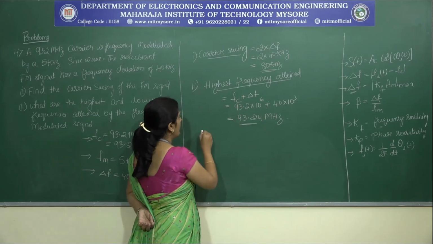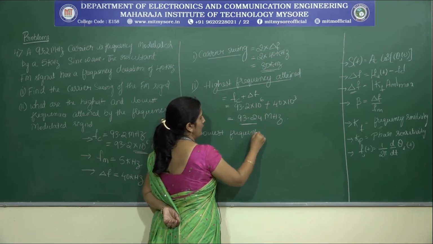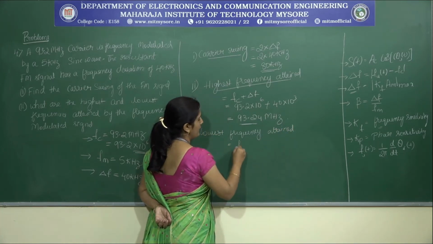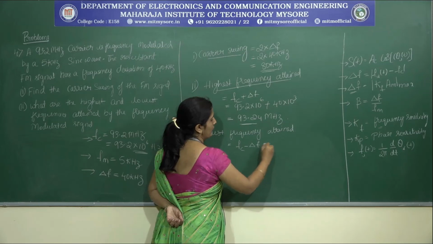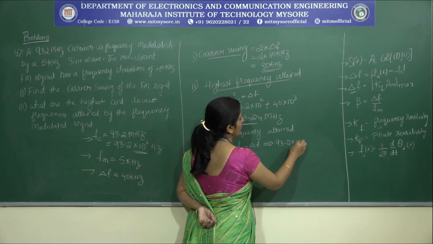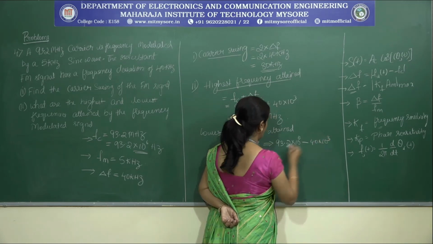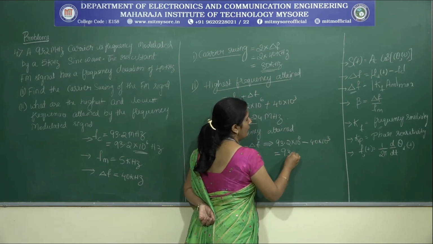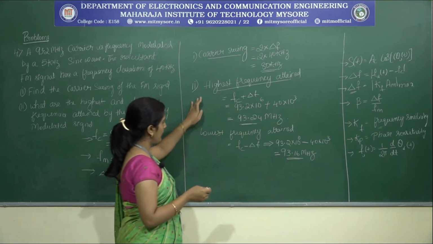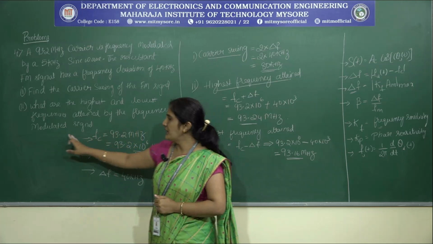So this is for what? Highest frequency attained. Now we also have to find out what? Lowest frequency attained. The formula for this is Fc minus delta F. So here Fc is nothing but 93.2 into 10 power 6 minus delta F, which is 40 into 10 power 3. So here 93.16 megahertz. So here we have found both the highest frequency attained and the lowest frequency attained by the frequency modulated signal.